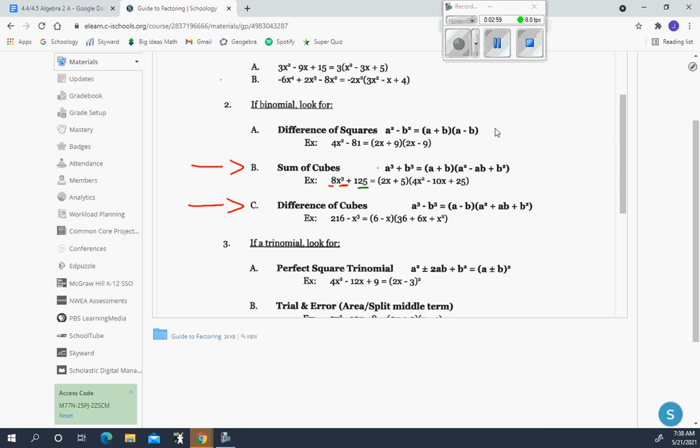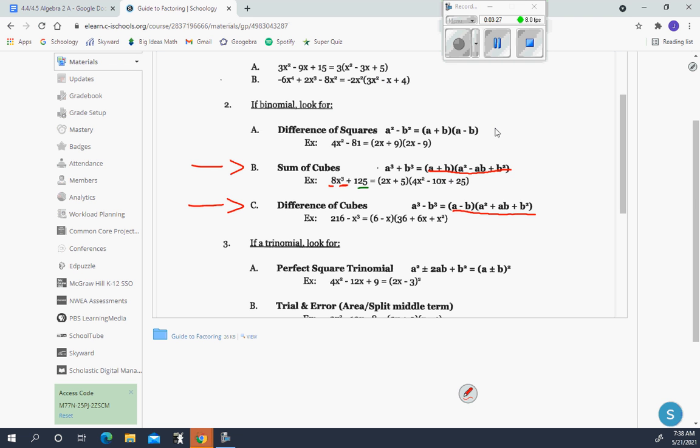So when you get the sum or difference of perfect cubes, we break it off into this equation: a plus b times a squared minus ab plus b squared. Or if it was the difference of cubes, it's the exact same thing, just with a few different symbols. Instead of plus, it's minus. Instead of minus, it's plus. Same exact equation, different symbols.